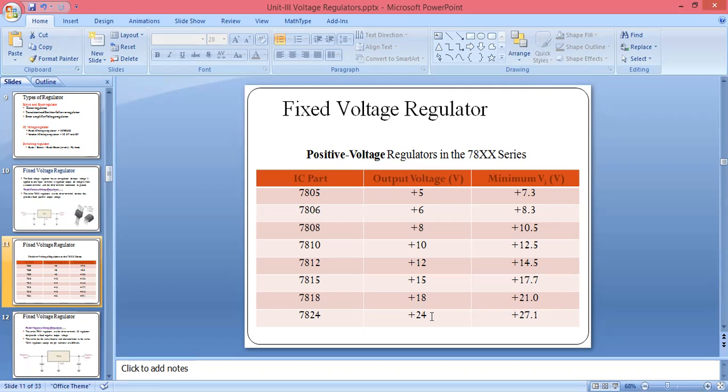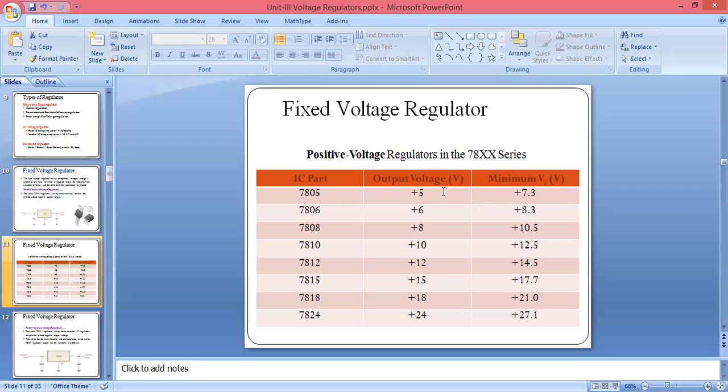So here we can say this 7 double X, we are using that series. So the double X series will correspond to a 2-digit number that represents the amount of voltage we will get at the output of the fixed voltage regulator. So here 05, it means what? It is the value which we will get at the output, and that will be 05. It is nothing but positive 5 volt.